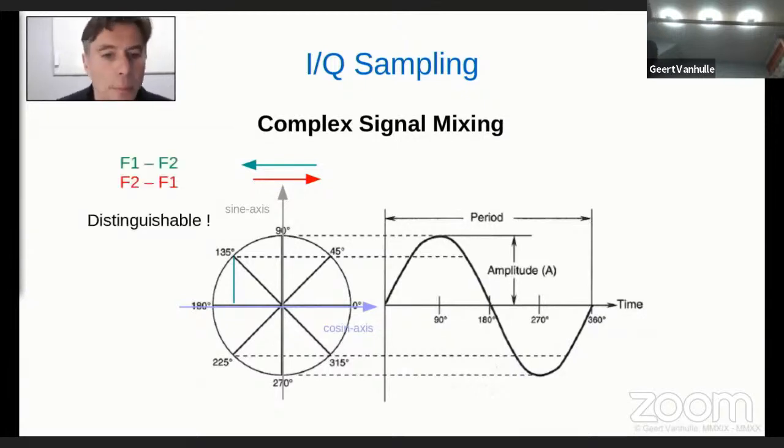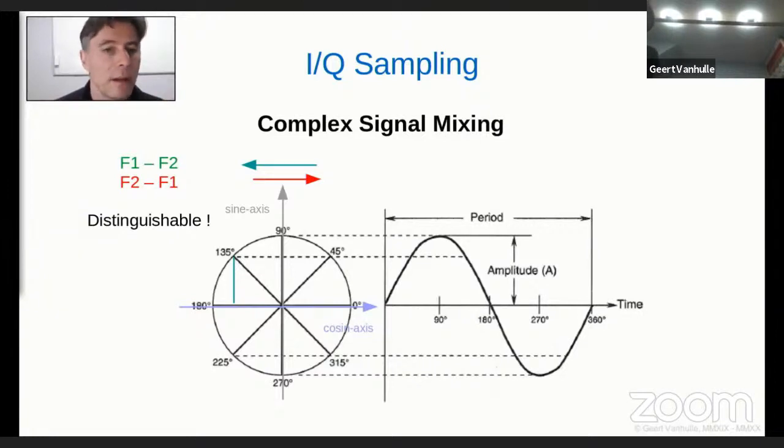However, if we have complex signals, we also have the cosine axis information, and we will be able to distinguish whether the resulting signal was an f2 minus f1 or an f1 minus f2. So if the vector was rotating in the clockwise or in the counterclockwise direction. So this is actually what we call a negative frequency. It is a vector that is rotating with the same frequency, but in the other direction.